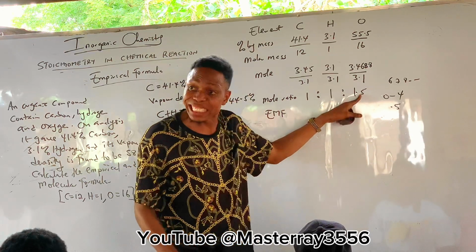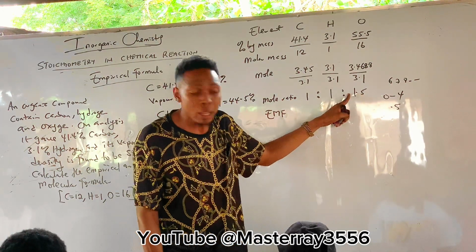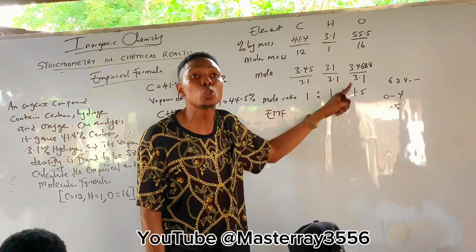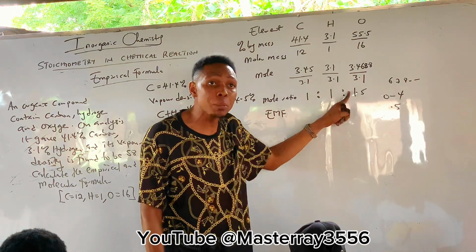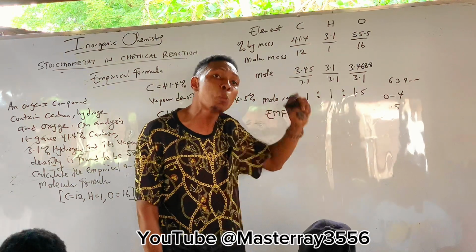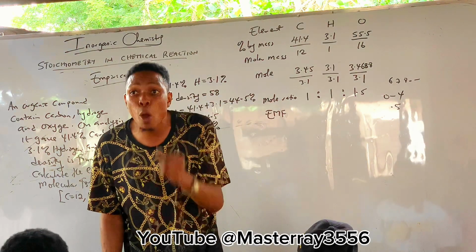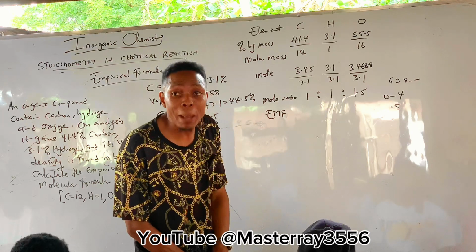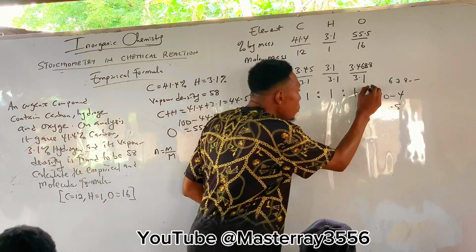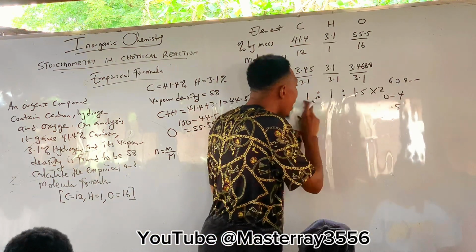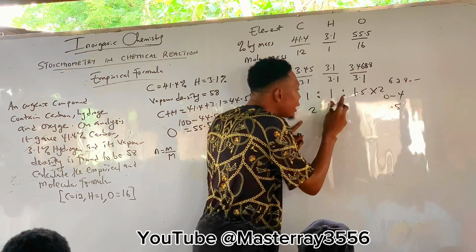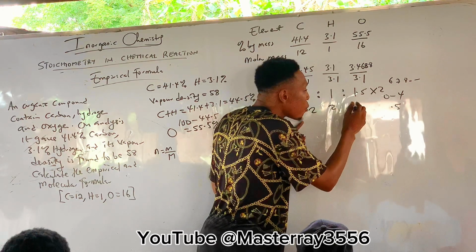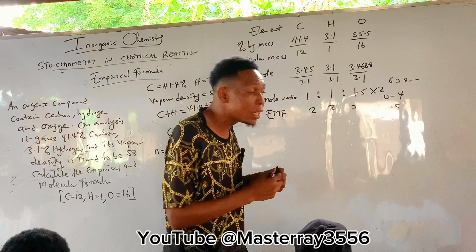But if it's 0.6, you approximate to what? To 2. If it's 0.7, you approximate to what? To 2. If it's 0.8, you approximate. If it's 0.9, you approximate. But if it's 0.5, you don't approximate. What do you do? You multiply everything by 2. At the end, when you multiply by 2, then here becomes 1 times 2, here you have 2, this time you have 2. 2 times 1.5, you have what? 3. Are you following?